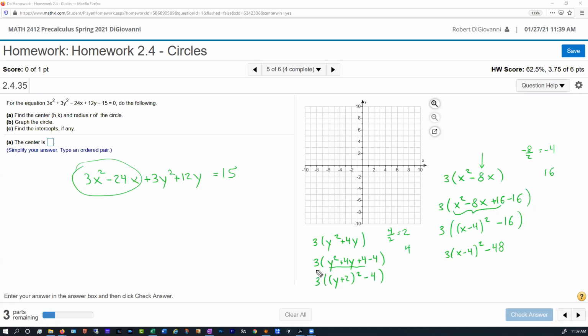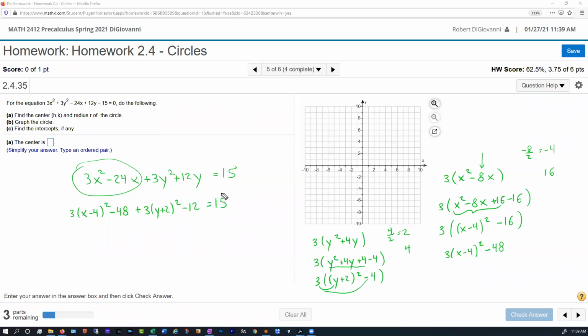And so now let me rewrite everything. This becomes 3x minus 4 squared minus 48 plus 3... Oh, I didn't distribute here to here, so that would give me 3 y plus 2 squared minus 12 equals 15.